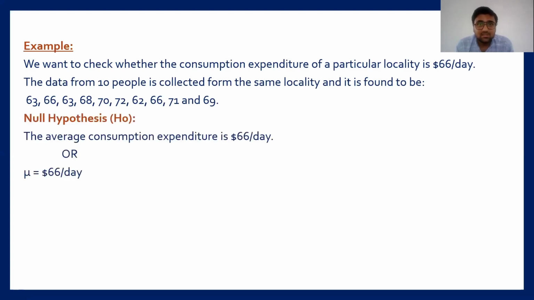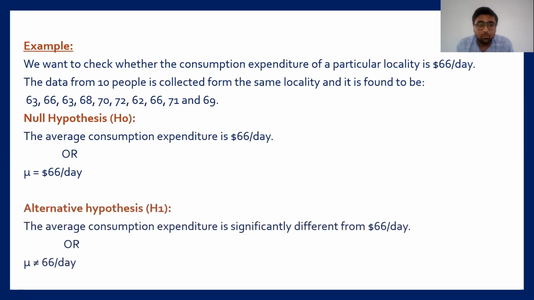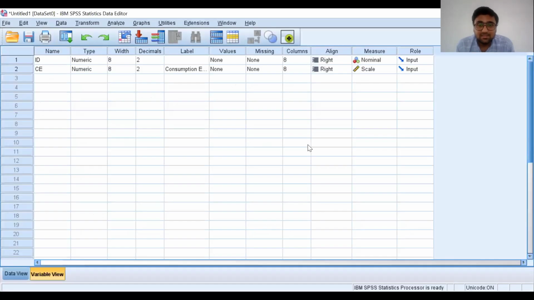The null hypothesis is the average consumption expenditure is $66 per day, or mu is equal to 66, against the alternative hypothesis that the average consumption expenditure is significantly different from 66 per day, or mu is not equal to 66. Now, how to perform one sample t-test in SPSS?